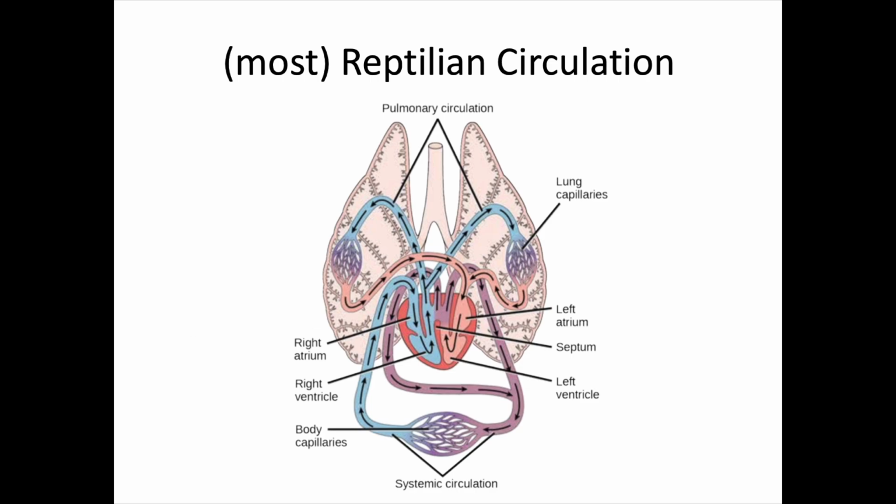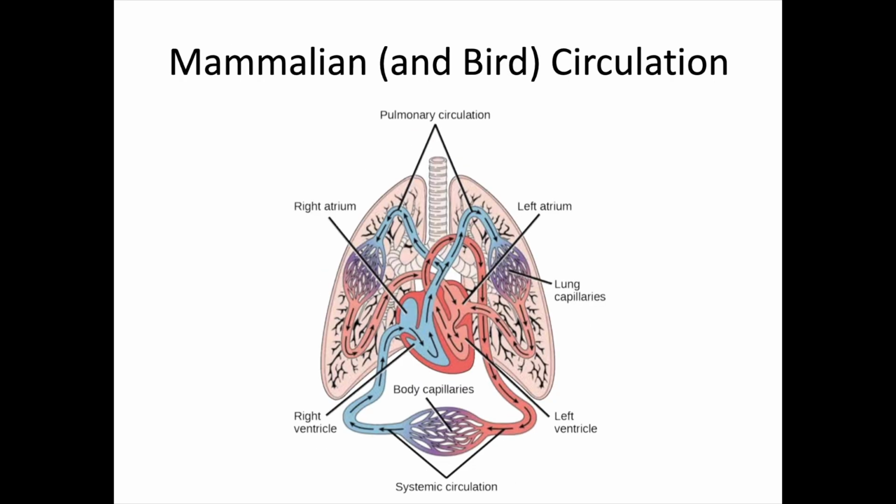Remember, evolutionarily, we're sort of working our way backwards here. We started with mammals and birds, which were the most sophisticated groups of vertebrates. So we're going to see things get progressively, I guess, less efficient because we're going backwards.